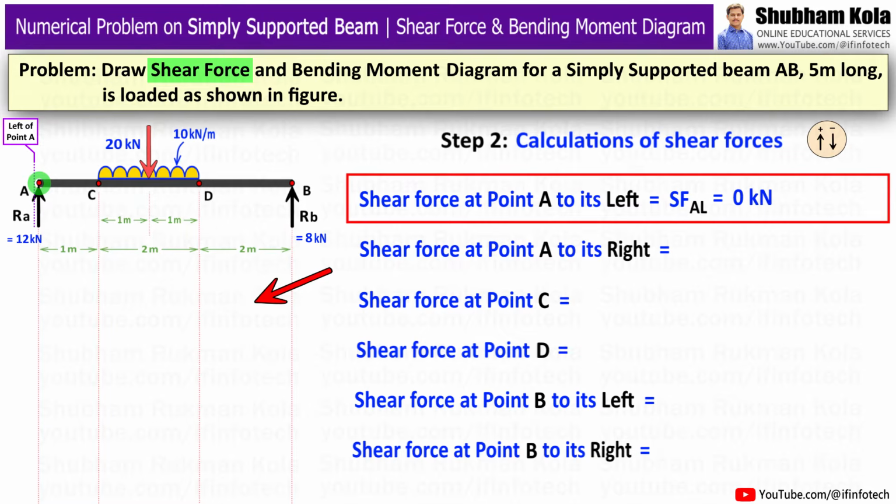So to draw the shear force diagram, I will first draw a horizontal reference line of 0 kN shear force. So here I will mark this point of 0 kN shear force on the reference line.